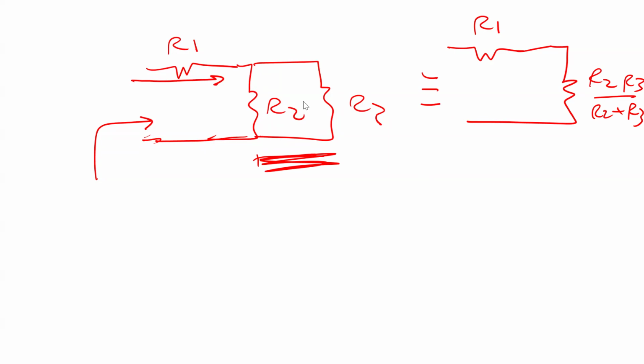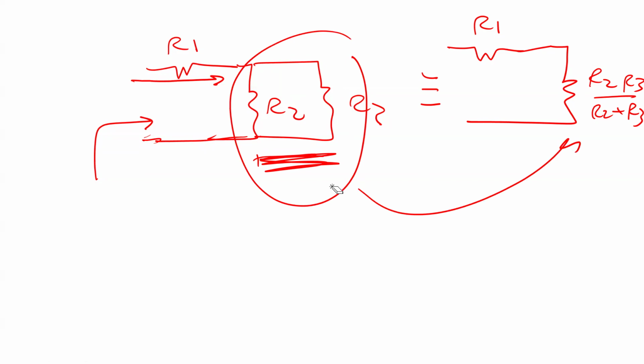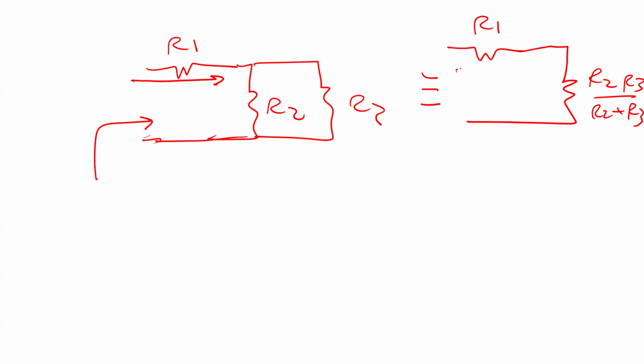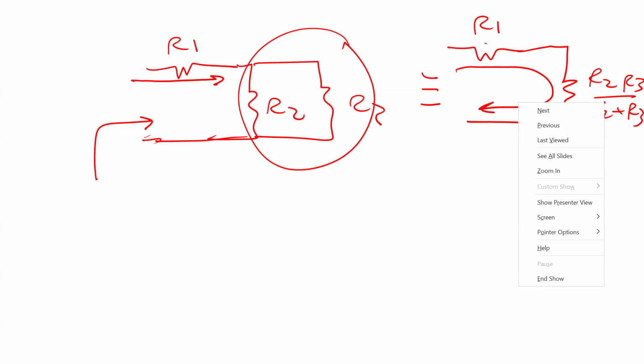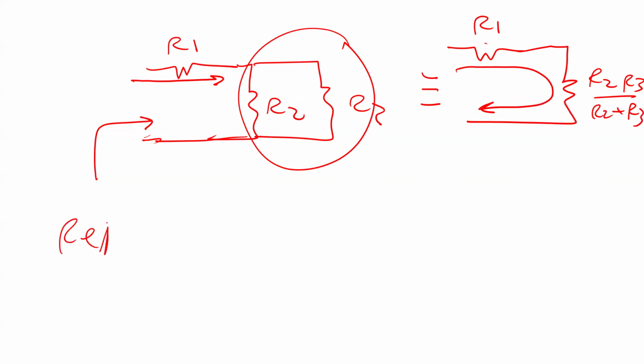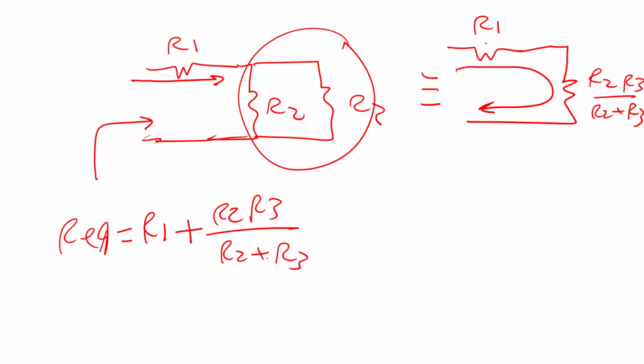The first step: there is no doubt these two are parallel because they have the same voltage and the current is split. So I can replace this with the equivalent resistance. And then I'm going to consider this as only one equivalent resistance. Now R1 is in series with it because the same current is going to go through it. So R equivalent equals R1 plus the other resistance here, which is R2 times R3 divided by R2 plus R3.